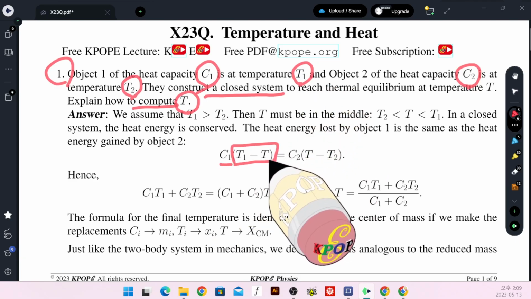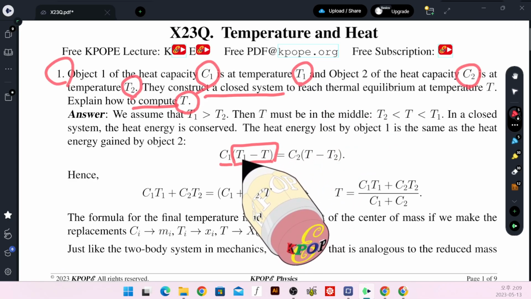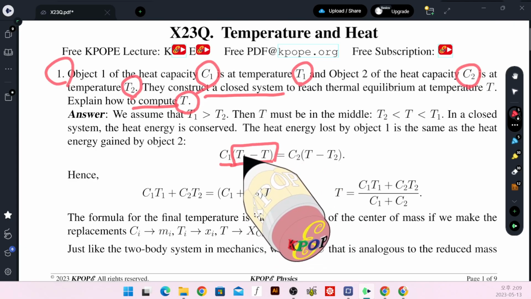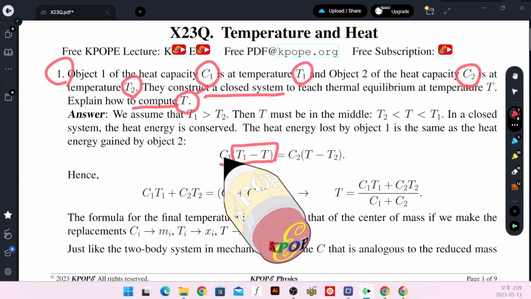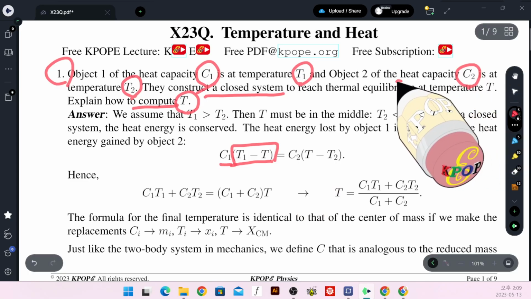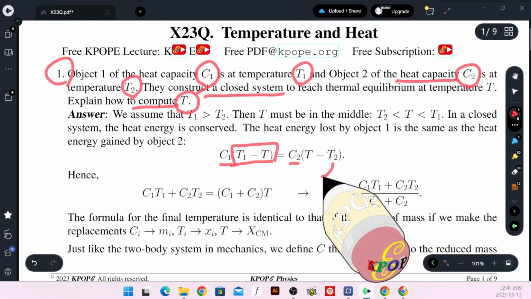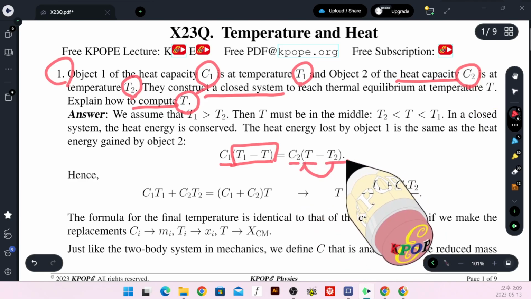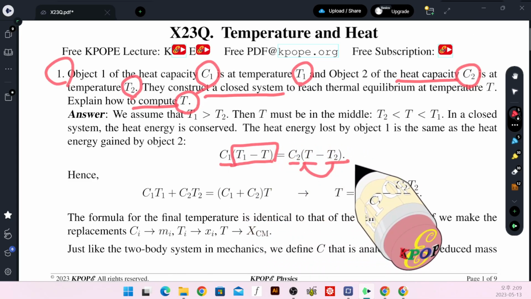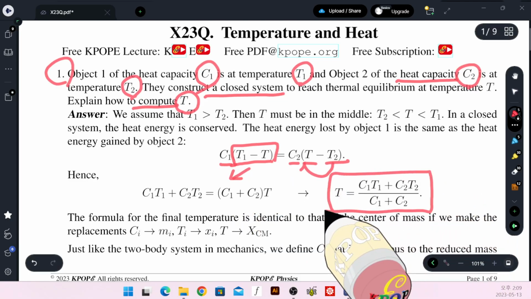temperature to the final temperature, that is lower than the hot temperature. This amount of heat has been transferred to the other part that has a heat capacity C2. The temperature has been raised from the cold temperature T2 to the final one. We can solve this linear equation very simply, and we arrive at the final temperature.